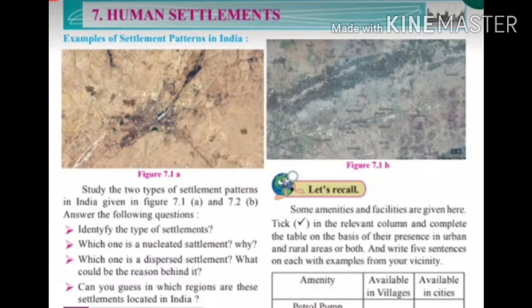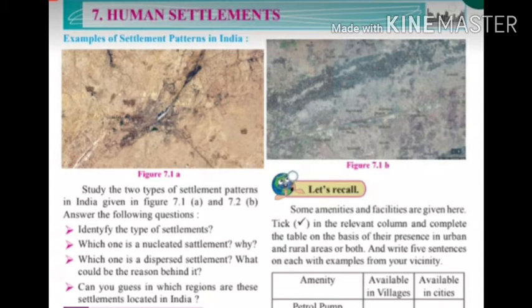Study the two types of settlement patterns in India given in figure 7.1a and 7.1b. Answer the following questions. Question number 1. Identify the type of settlements. Answer: figure 7.1a is nucleated, and figure 7.1b is a linear type of settlement.